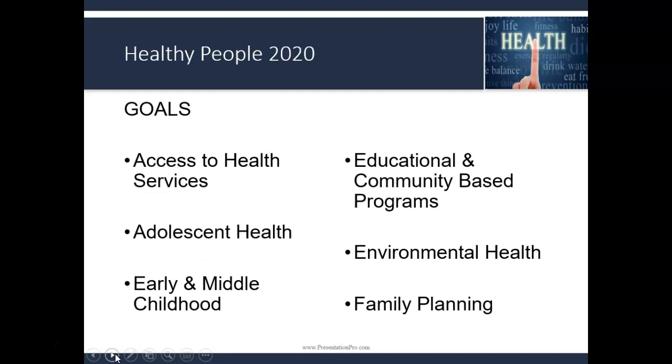Healthy People 2020 goals include access to health services, adolescent health, specifically focusing on adolescent health, early and middle childhood populations, education and community-based programs, environmental health, and family planning. Please familiarize yourself in more detail with the Healthy People 2020 goals.